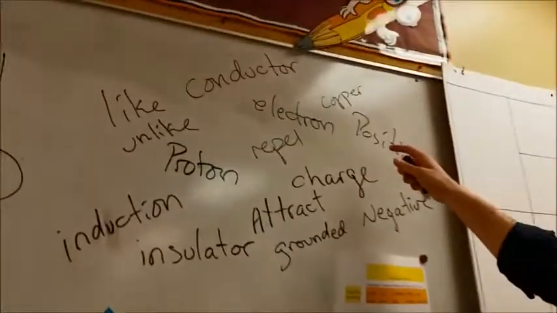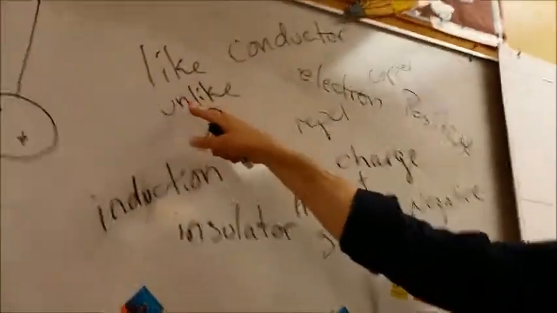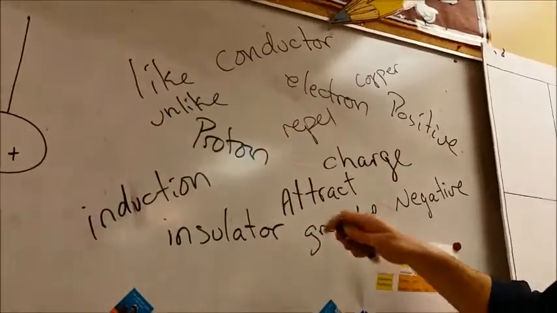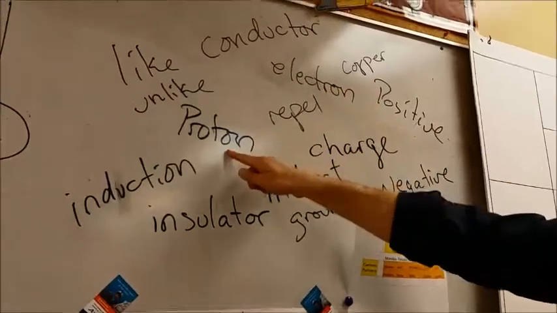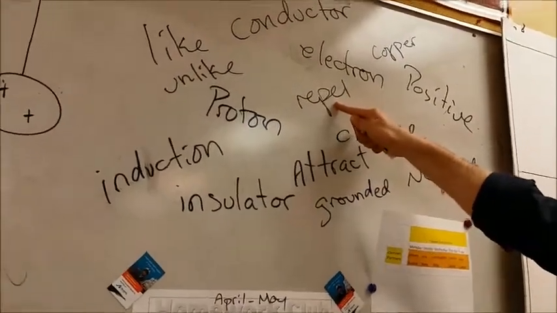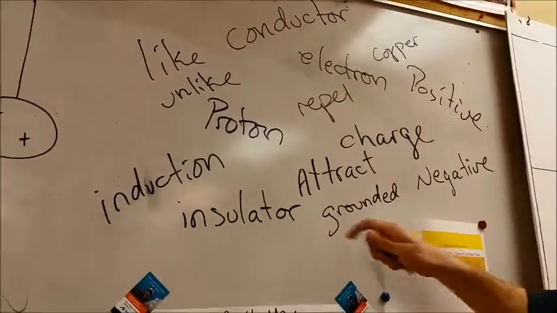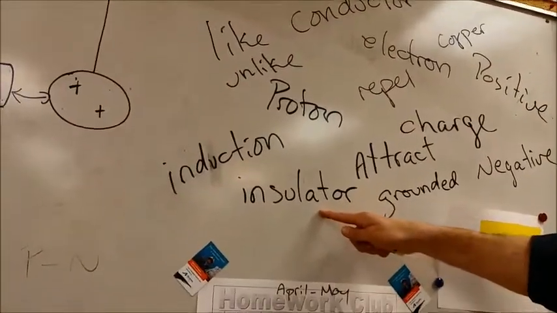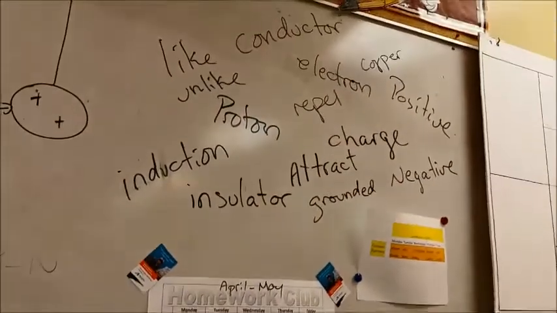Let's look at our key words here. Here's what happened. We had unlike charges attracting. Whenever the protons outnumbered the electrons, there was a positive charge. When the electrons outnumbered the protons, there was a negative charge. We saw repel when things were the same. We used copper, which is a conductor. We used insulators, which were the balloon. If you use these words in your explanations, you should be able to explain this experiment.